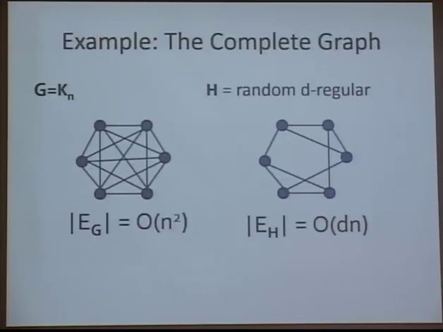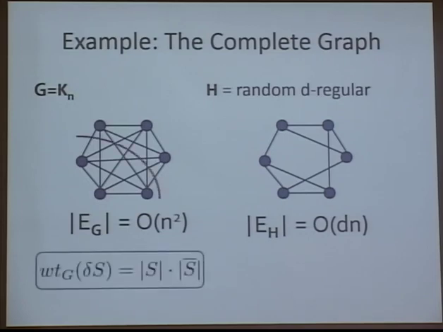Okay, so here's one example where it's possible. If the input graph is a complete graph on n vertices, then this is possible. So you take G, it has order n squared edges. It's a dense graph. And it turns out that a very good sparse approximation for this graph as far as cuts are concerned is to take a random d-regular graph where d is a constant like 3. Okay? So take H to be a random d-regular graph. This graph has degree d. It's very sparse. It has constant degree. But now let's look at a cut. Let's just fix a cut S. The weights of cuts in the complete graph are sort of trivial. It's just the product of the sizes of the two sides.